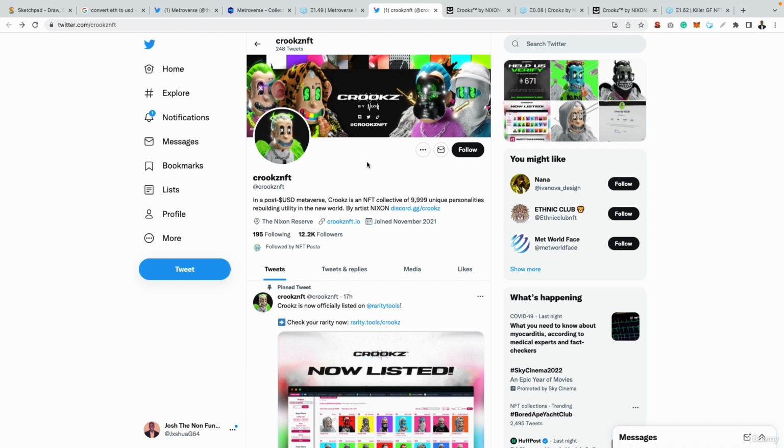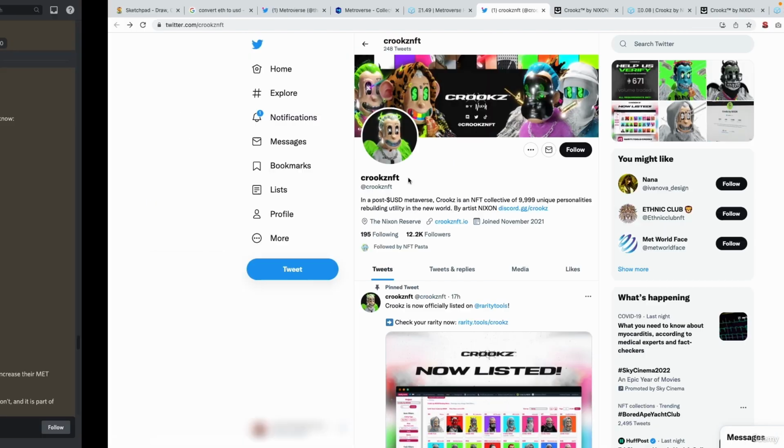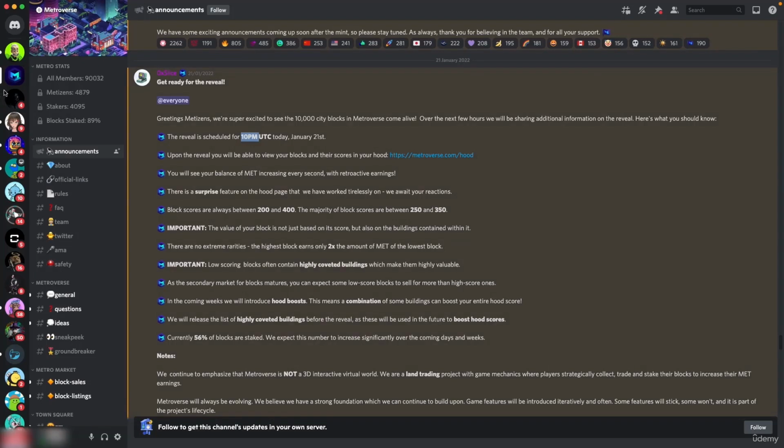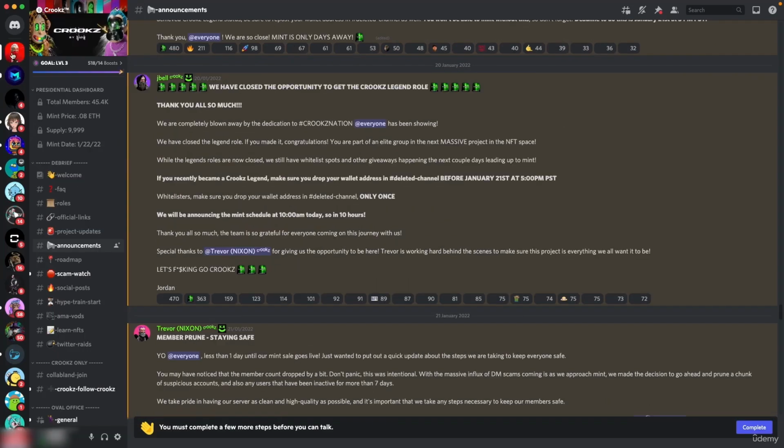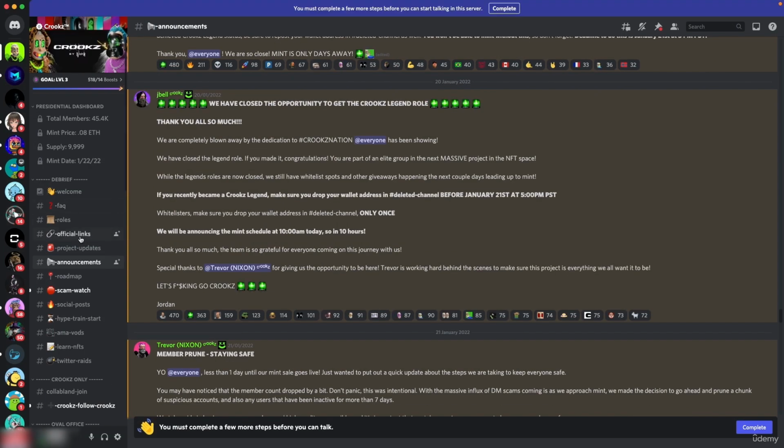But again, if we want to trade this and we weren't able to get on the whitelist, what do we need to do? We need to figure out when was the mint date, is it a public mint, and when is the reveal going to be? So I've already joined the Discord and I've got it open on this channel right here. Let's go into Crooks. I then want to go into announcements. Before I even do that, I can actually see the mint date right here. The mint date is the 22nd of February 2022.